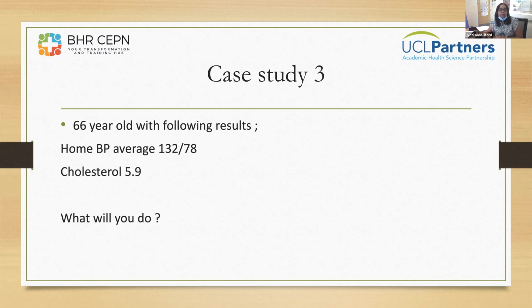Well done. Okay, so this is a 66-year-old, and he's got me the following home blood pressure monitor. Now remember, home blood pressure is 5 less than the normal one. Home average is 132/78, and cholesterol is 5.9. I haven't given you much information, but what would you do?